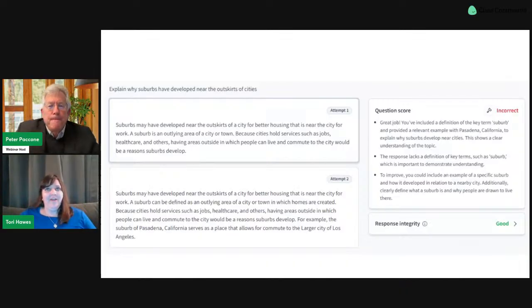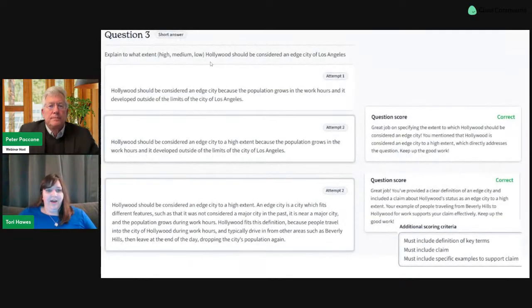And I have 5 classes of AP, 3 AP US and 2 AP Human Geography. It's about 160 students of writing that I just can't give great feedback to fast enough for them to grow. So one more example I have, and I have the additional scoring criteria I added at the bottom.